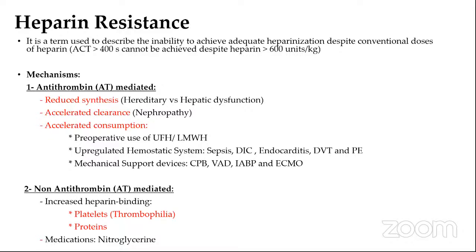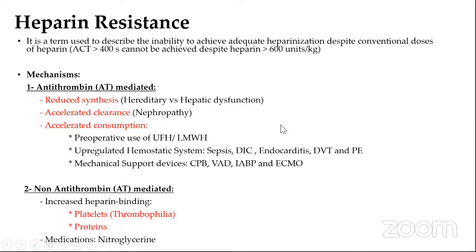The other cause of antithrombin 3 mediated heparin resistance is accelerated clearance. So you have either reduced synthesis or accelerated clearance through the kidneys, especially if you have nephrotic syndrome. Okay, so it's either liver dysfunction or renal dysfunction. Or the third thing can be accelerated consumption. And usually we will see accelerated consumption of antithrombin 3 if you are using preoperative unfractionated heparin or low molecular weight heparin. So this makes sense because you are just consuming your antithrombin 3.